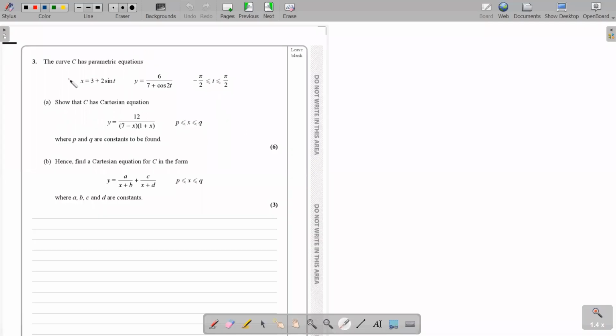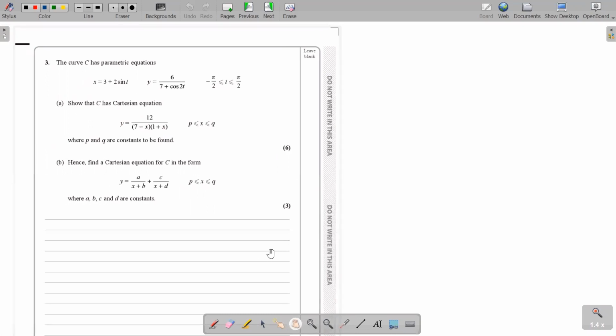Question number 3. The curve C has parametric equation x equals 3 plus 2 sine t, y equals 6 over 7 plus cos 2t, and the t values are given in the range between minus pi over 2 to plus pi over 2. Show that C has Cartesian equation. Okay, so you have to get this Cartesian equation. So how do we go about finding this Cartesian equation? What would be the strategy?